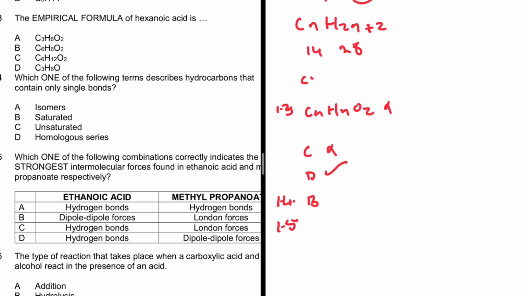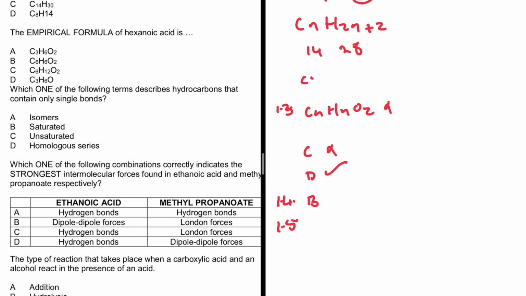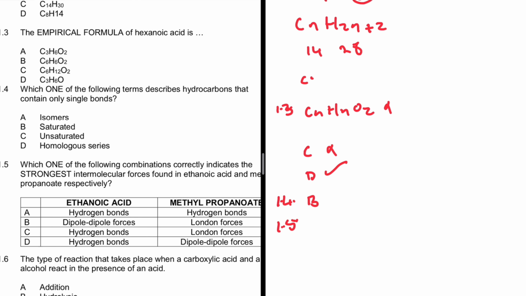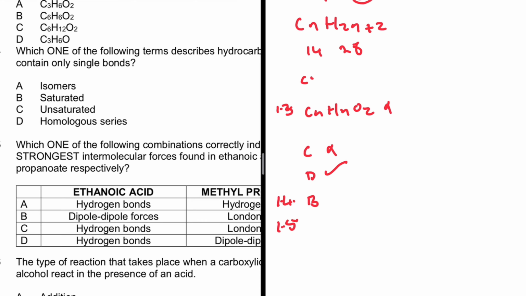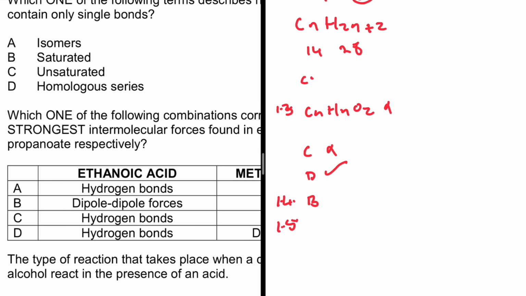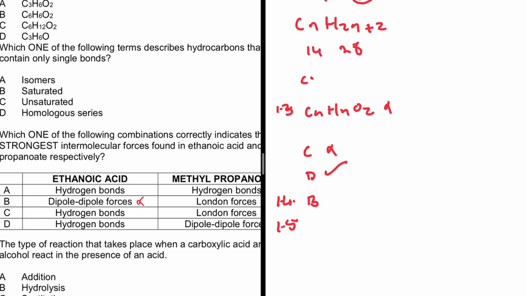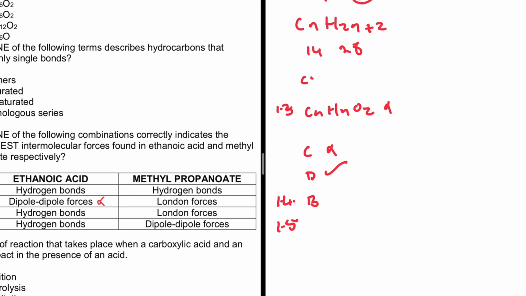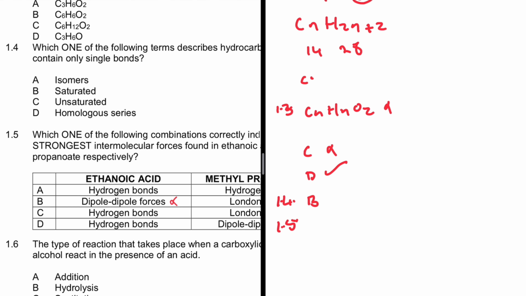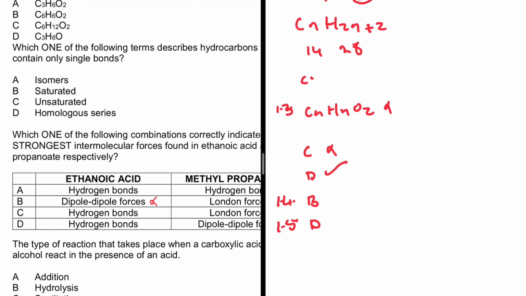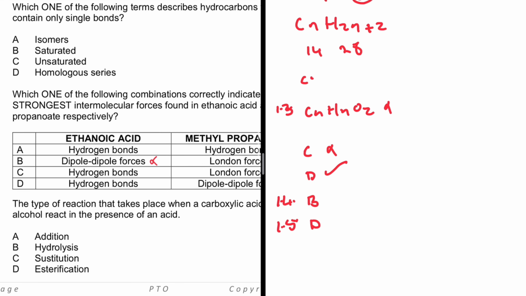1.5. Which one of the following combinations correctly indicates the strongest intermolecular forces found in ethanoic acid and methyl propanoate? Right, so ethanoic acid, we know that we have hydrogen bonding. So already we know that B cannot be the answer, right? We're looking at A, C, and D. But what is the strongest intermolecular force in methyl propanoate, which is an ester? The strongest intermolecular force there is dipole. So the answer to 1.5 is D. Right, in ethanoic acid we have hydrogen bonding, in methyl propanoate we have dipole. Okay.